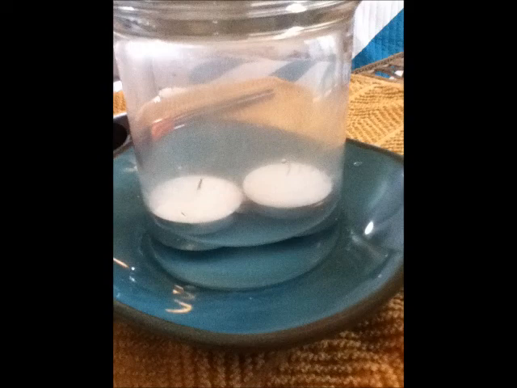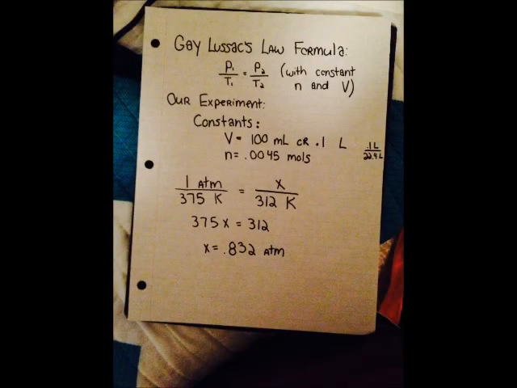Since the formula is directly proportional, as the temperature inside the beaker went down, so did the pressure, which allowed room for the water to be sucked into the beaker. Gay-Lussac's law is P1 over T1 equals P2 over T2, with a constant number of moles and a constant volume.